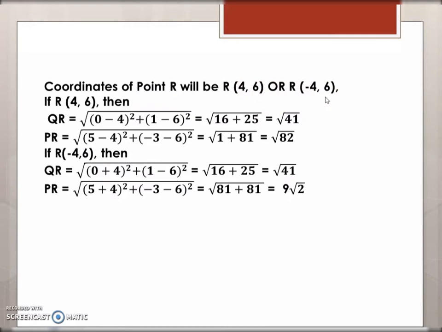Case 1 will be when the coordinate of point R is (4, 6). And using that, you will find the values of QR and PR. So you will get it as root 41 and root 82. Next, you will take the coordinates of R as (-4, 6). And you will find another two values of QR and PR. So that will be root 41 and 9 root 2 units.